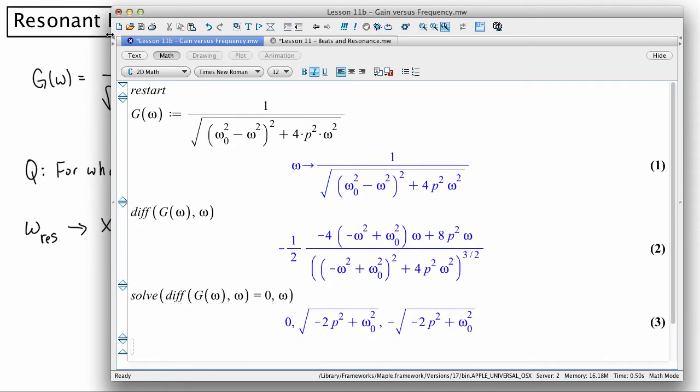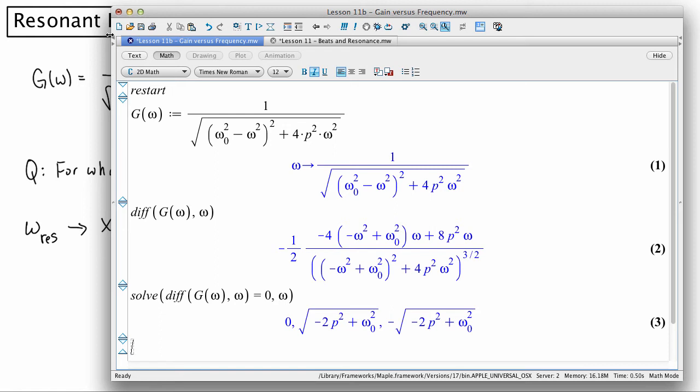All right, we ended up with 3 possible frequencies that would provide a maximal response. One of those is if the frequency is equal to 0. But if the frequency is equal to 0, then we're not actually driving it with anything. We don't get any sort of oscillation to occur, so that one doesn't make any sense.